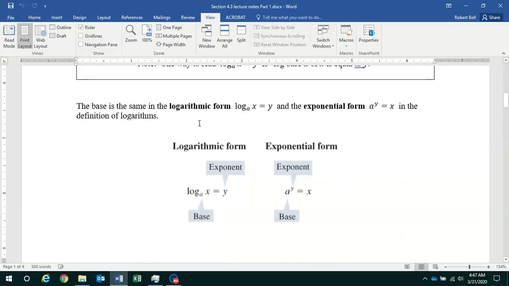The base is the same in the logarithmic form and the exponential form. The base in the exponential form is a. The base in the logarithmic form is also a. Look at the diagram down here. The base of the exponential form is a. The base of the logarithmic form is a. So they both have the same base. And y on the right-hand side of the logarithmic form and the y in the exponent on the variable a, y is the exponent in both forms.